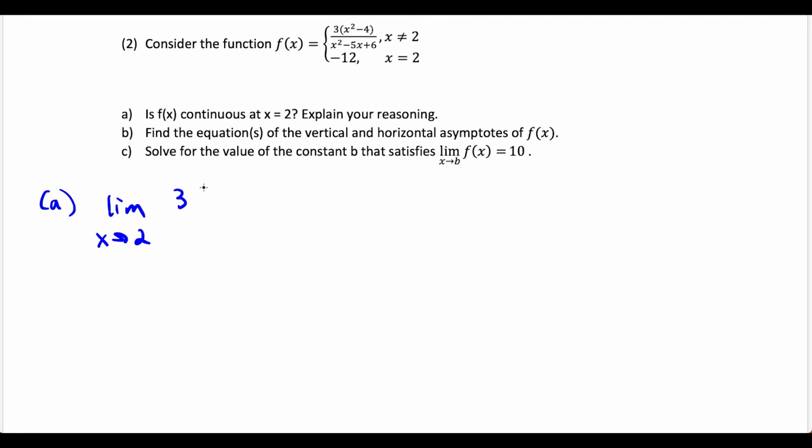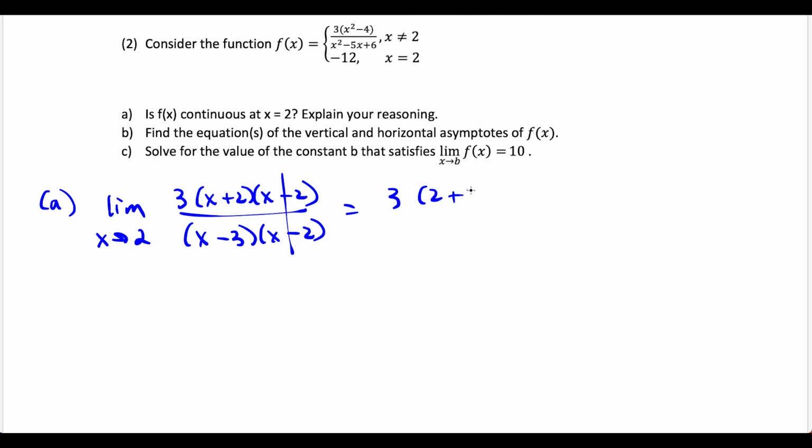So we could find this limit by factoring. We're going to have 3 times x plus 2 times x minus 2, and then on bottom, the quadratic on bottom will factor to x minus 3 times x minus 2. So now when these factors cancel, what we have left, we have 3 times, we plug in 2, and we're going to have 2 plus 2.